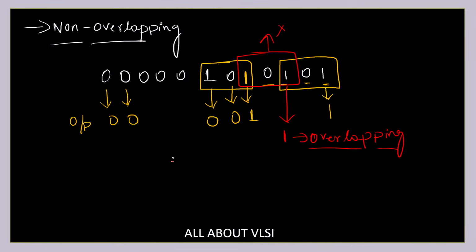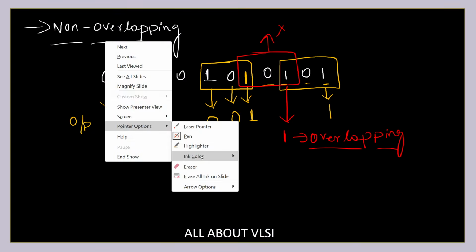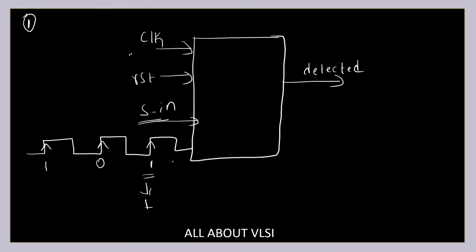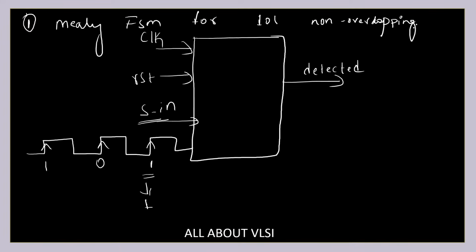Now, our first question is we need to design a Mealy FSM for 101 non-overlapping. So we need to design a particular Mealy FSM for detecting the sequence 101 for a non-overlapping sequence.